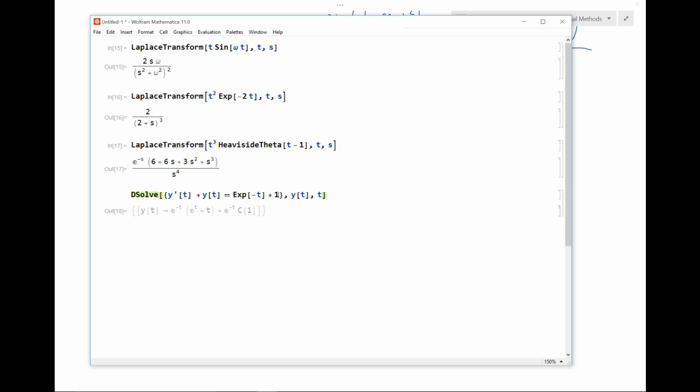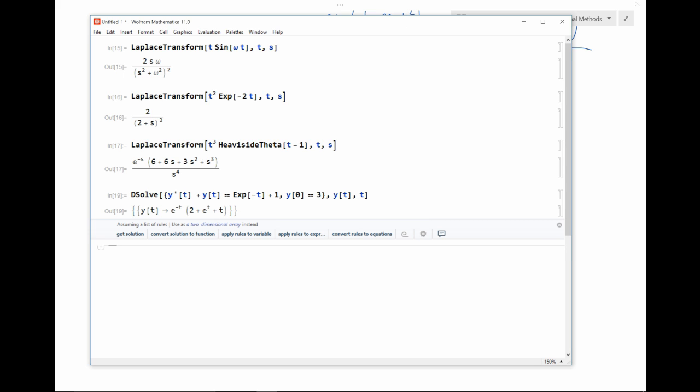Dsolve can solve sets of equations at the same time, and the initial conditions are given as second or third equation in the first argument. Notice I'm using curly braces. That means that I want to group these equations as a first argument. And again, use double equal sign, and initially y is 3. If I evaluate, I get the answer that is exactly the same as the answer we got in the notes. So what happens if I don't use a double equal sign?